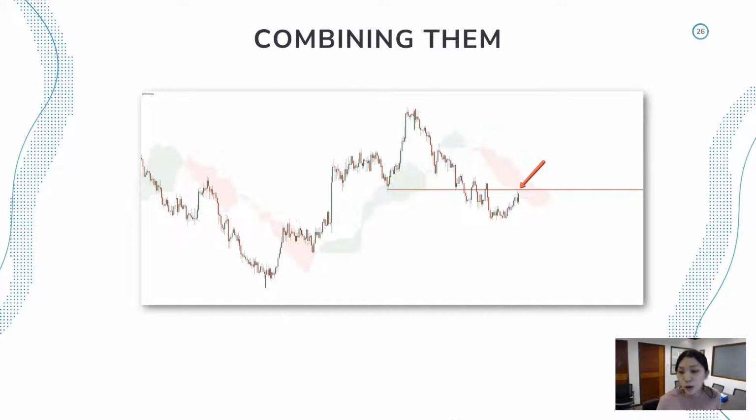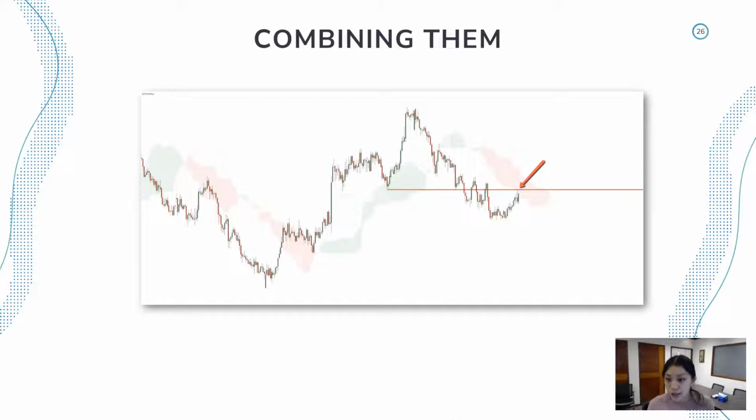Okay, by the way, for those who might not know, this is the Ichimoku cloud indicator. If the price trades below the Ichimoku cloud, it is bearish momentum. And if the price trades above the Ichimoku cloud, it is bullish momentum. So right now, as you can see in this chart, the price is trading below.